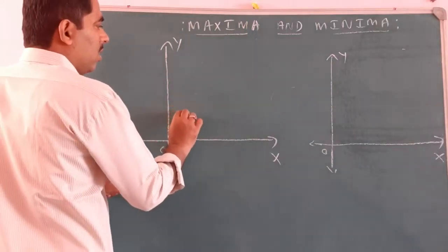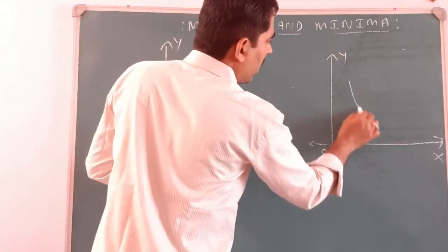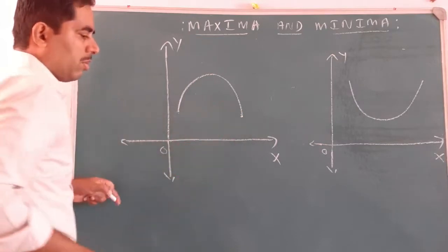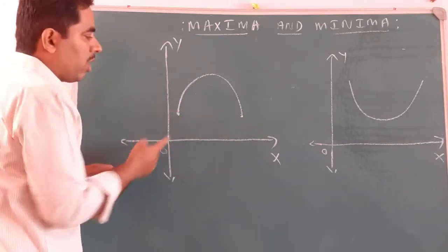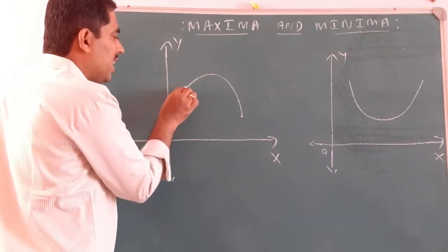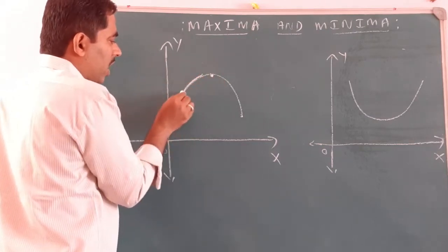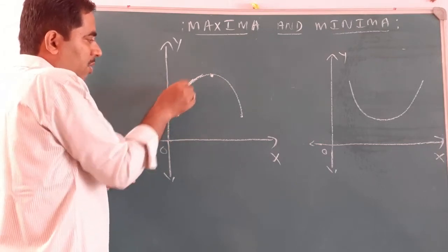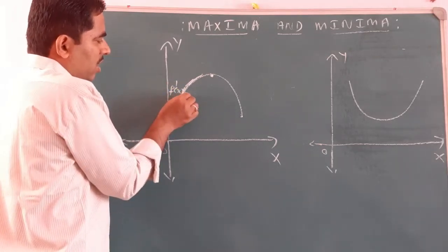Let me draw the curve here. Observe carefully. If my starting point is this, I will begin my journey from this point. Observe the shape of the curve, it is increasing up to this point. If I draw the tangent at this point and this point, what is the slope of the tangent? It is f dash x, so it is greater than 0.